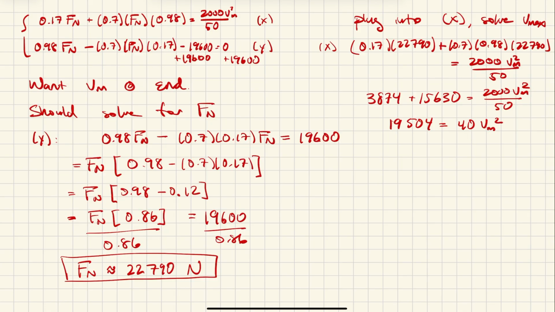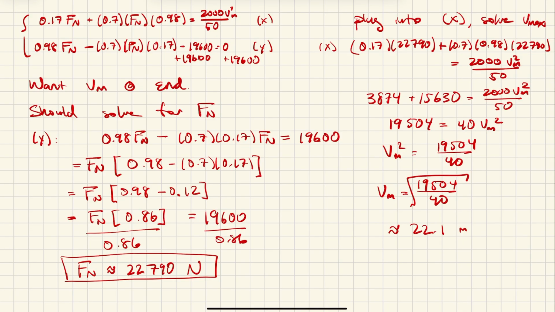Okay, and so I can solve for Vmax squared as 19,504 over 40. And so Vmax becomes 19,504 over 40 with a big ol' square root over the top. It turns out this is numerically about 22.1 meters per second, or if you are so inclined, you can convert this into miles per hour, and we find that this is about 49.4 miles per hour. Okay, so we have done the thing.